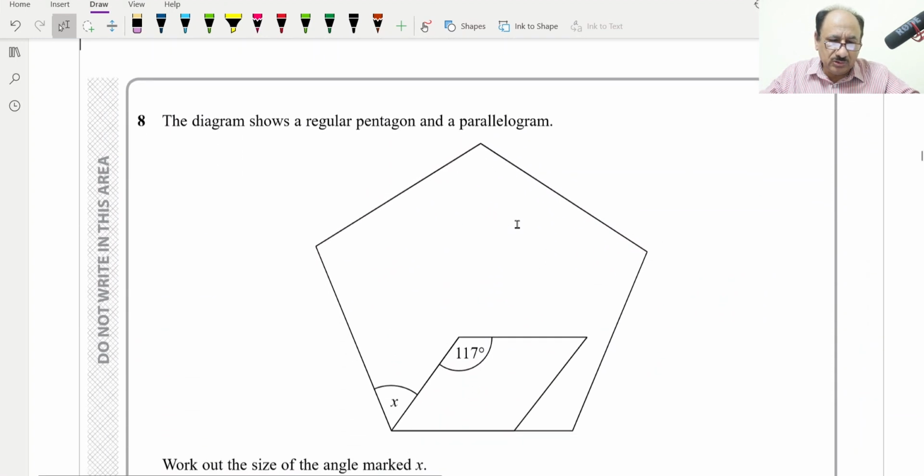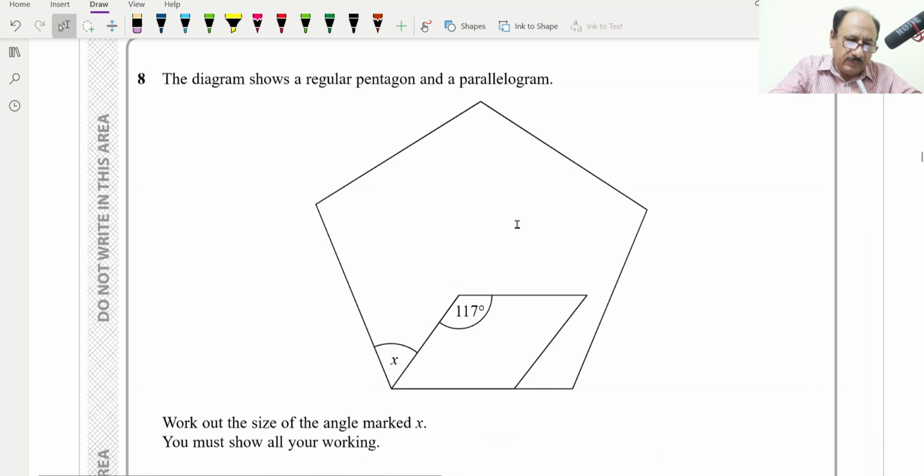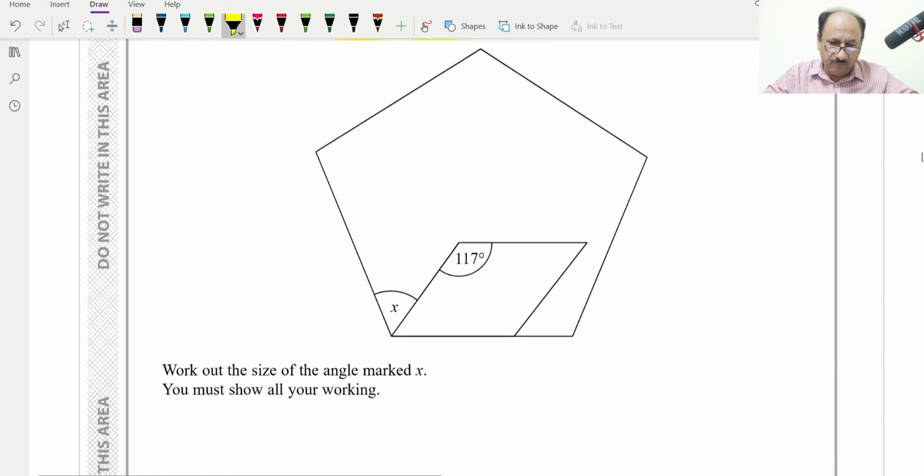Now this is question number 8. The diagram shows a regular pentagon. All sides and all angles are equal, so that's why it is a regular pentagon, and one angle they have provided. Work out the size of the angle X. You must show all your working.